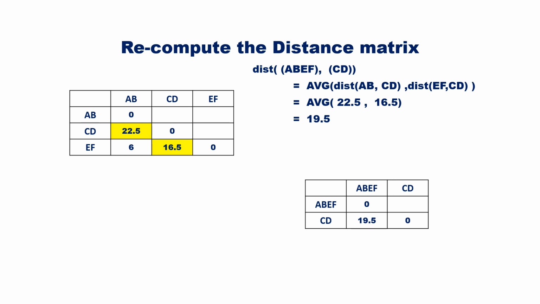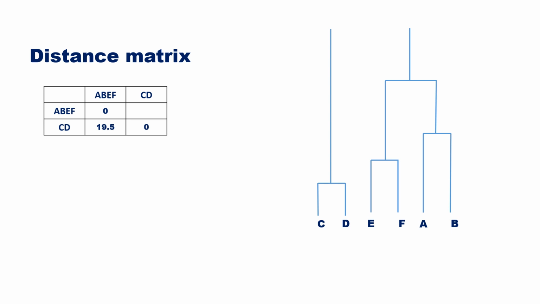Calculate the new distance from ABEF to CD as the average of the distances from AB to CD and EF to CD, which is 19.5. Merge the last two clusters into a single cluster to represent all original points now in one cluster. As there are no other clusters left to merge, this final merge will complete the dendrogram.